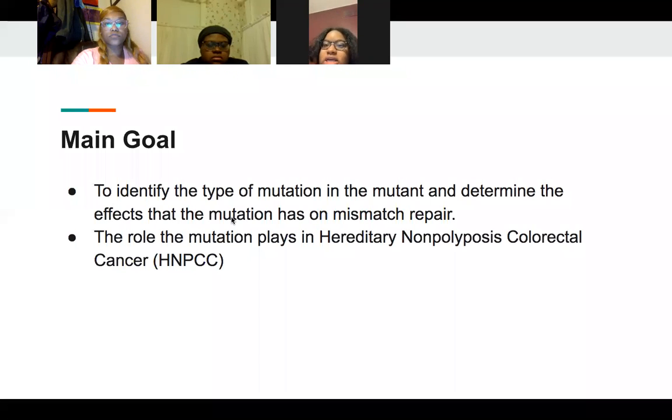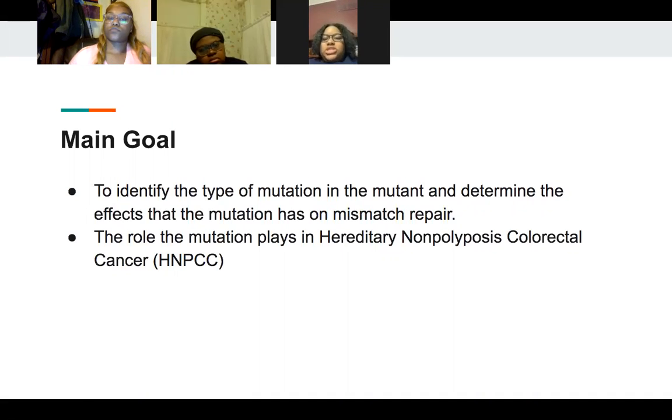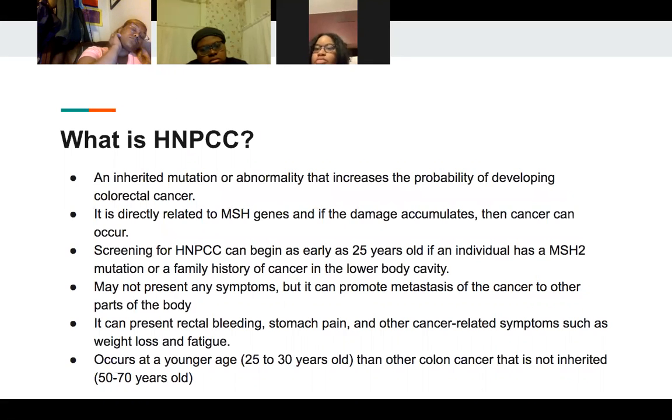Okay, so the main idea of this experiment is to determine the mutations and the mutation rate that plays a role in hereditary non-polyposis colorectal cancer, and to also identify the types of mutations in the mutant that can determine the effects that the mutation has on mismatch repair. What is HNPCC, which I stated before, is hereditary non-polyposis colorectal cancer.